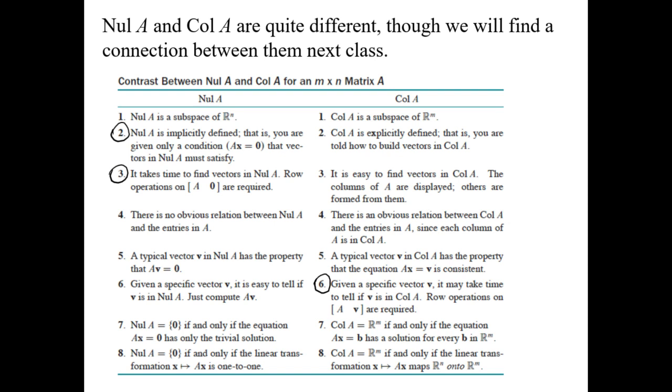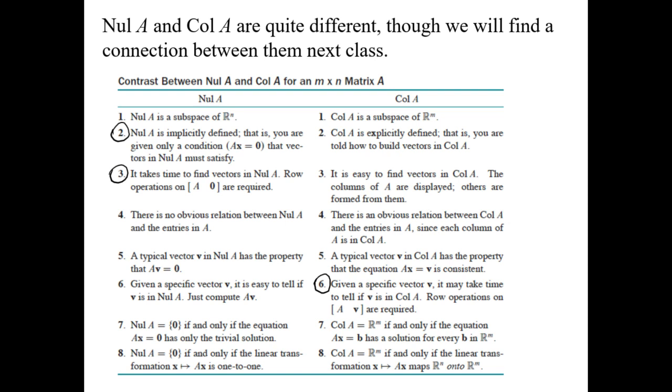The null space might be just the 0 vector, and so the trivial solution might be the only one. It is possible that the column space is all of Rn if every vector in Rm is an output. We have seen examples of that in the past.